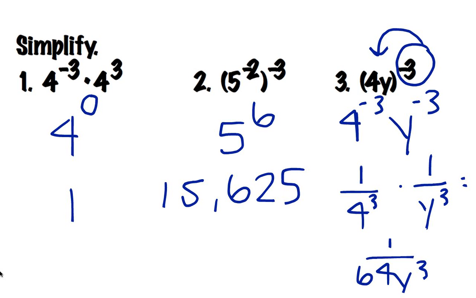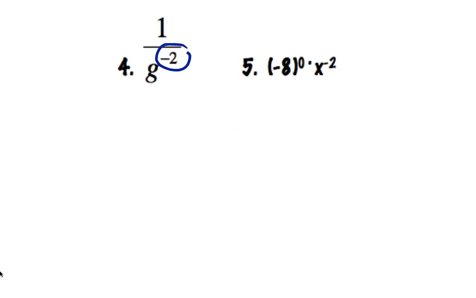All right, our next example is similar to a problem that we talked about when we were talking about negative exponents. 1 over g to the power of negative 2. I have a negative exponent here that needs to become positive. In order to make that happen, I need to take the reciprocal of g. So 1 over g, the reciprocal, is g over 1, and my power becomes positive. So g squared is my final answer.